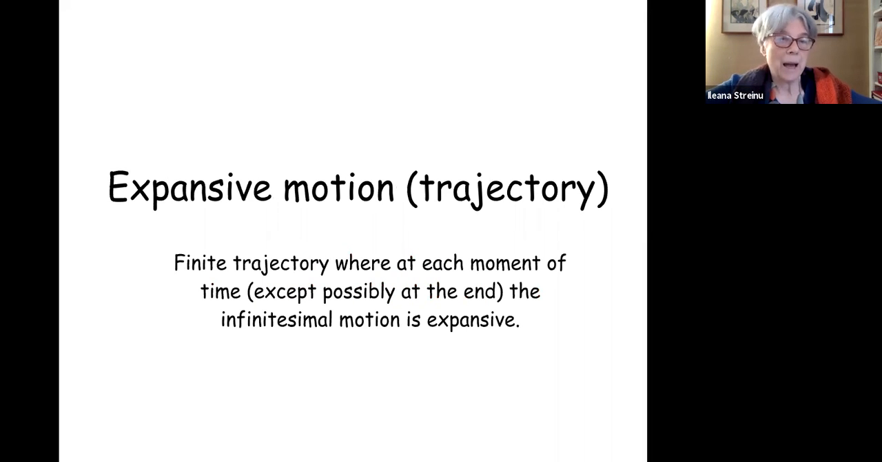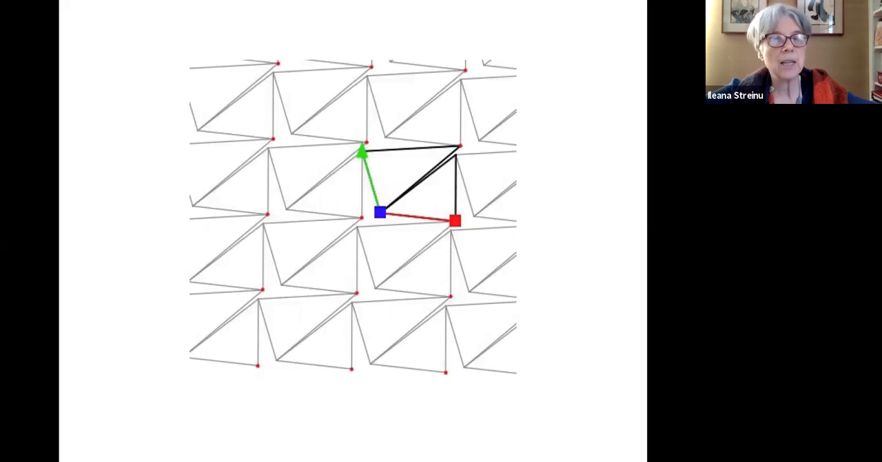So now when I talk about an expansive motion, I mean an actual trajectory. So it's a finite trajectory, where at each moment in time, possibly at the end, when you reach the end, the infinitesimal motion is expansive. So that is a trajectory, okay? So finite motion. So here's an example.